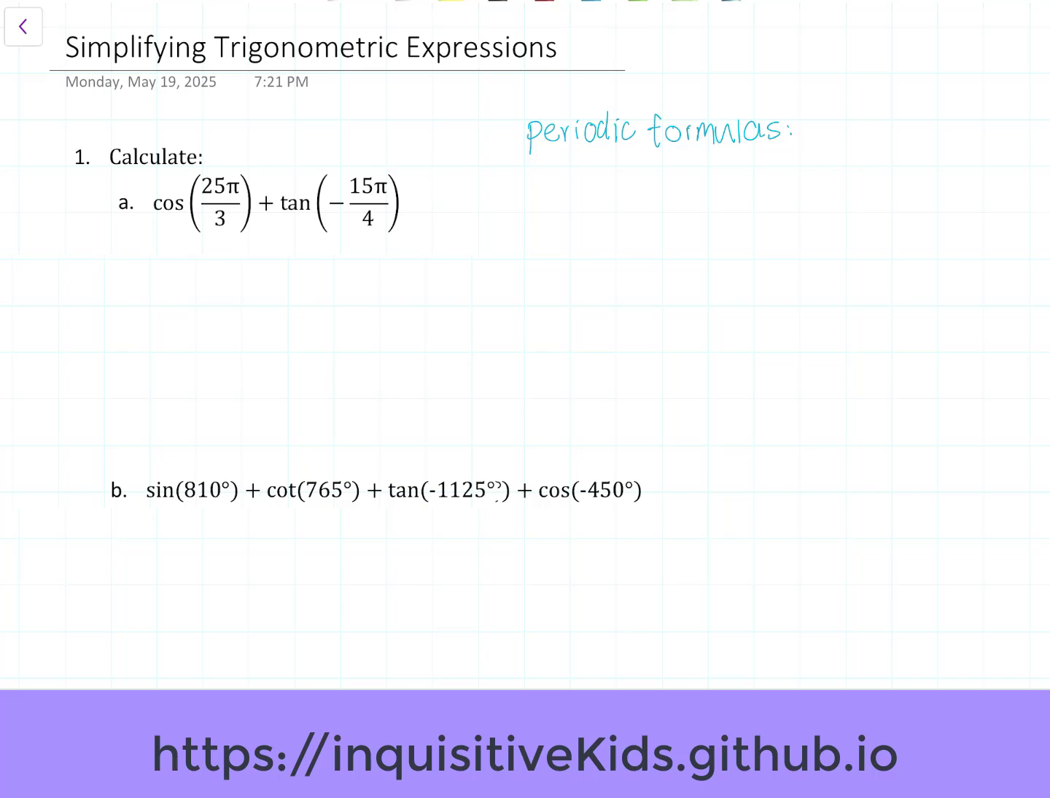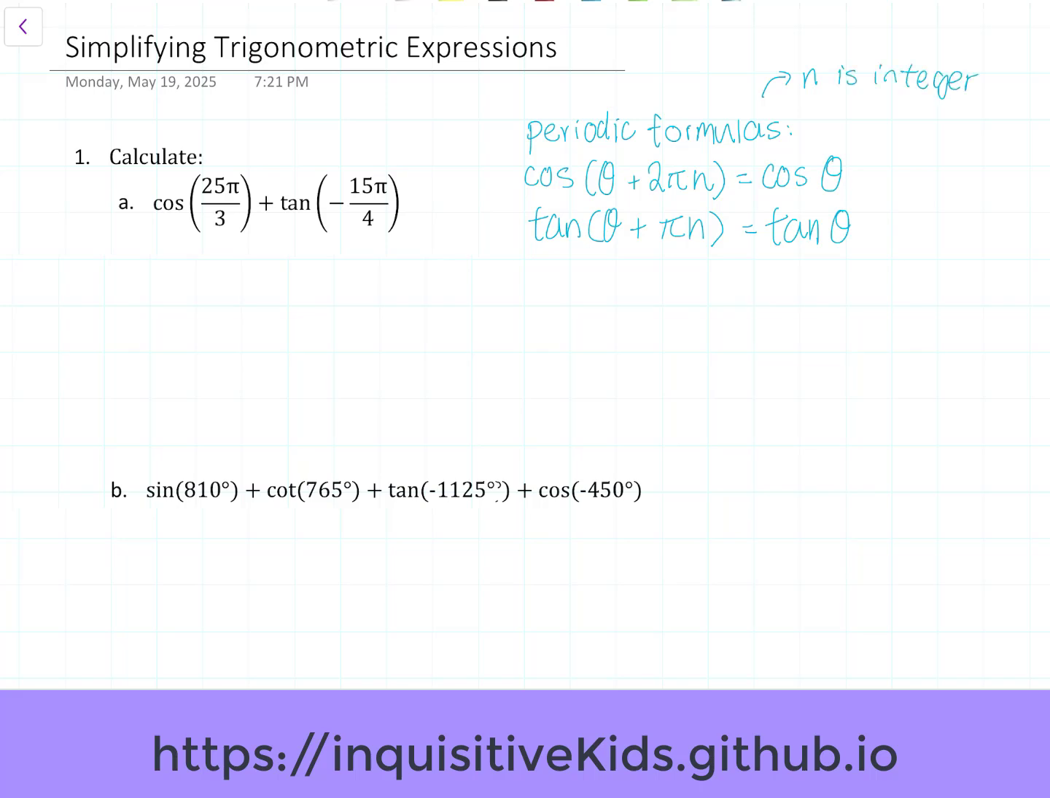The two that we're going to be using are the cosine and the tangent periodic formulas, which state that cosine of theta plus 2 pi n is equal to cosine of theta, and that tangent of theta plus pi n is equal to tangent of theta. Here, n is an integer.